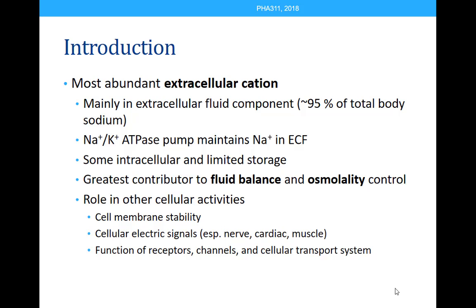We have discussed it previously. It also plays some role in cell membrane stability, electrical signals, as I just mentioned to you, nerves, muscle tissue. Okay, also helps in functions of receptors, channels, and cellular transport system. Okay.